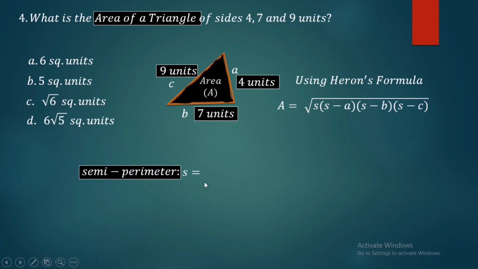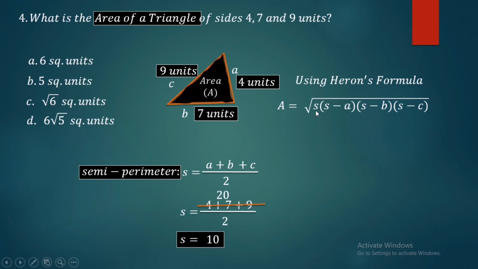Then we're going to find the value of S. Ang tawag nito is semi-perimeter. That is the sum of ABC divided by 2. Then we have the value of A is 4, B 7, then C is 9, then divide by 2. Then we have the S, then get the sum, that is 20. The S is equal to 20 divided by 2 is 10.